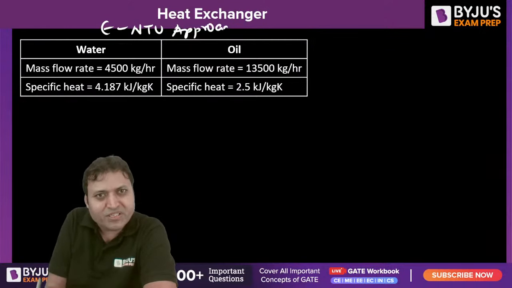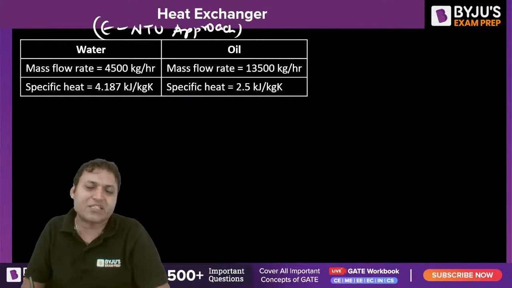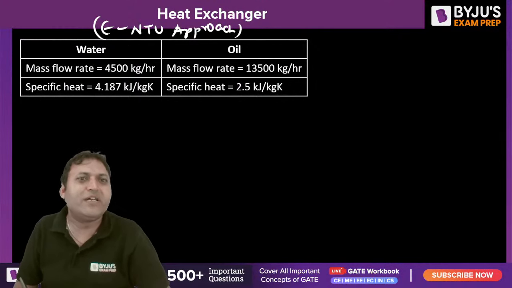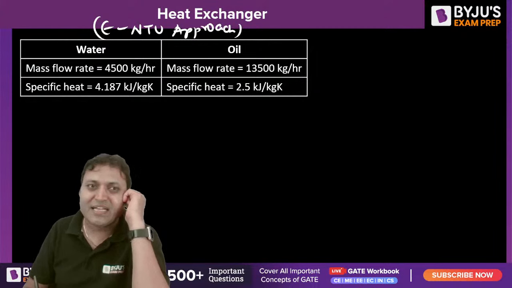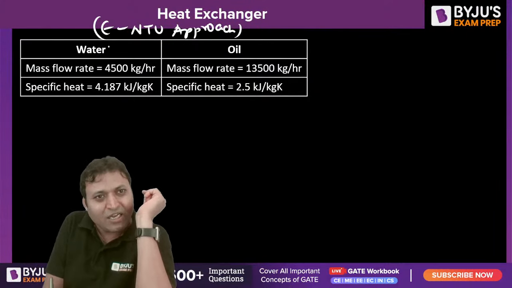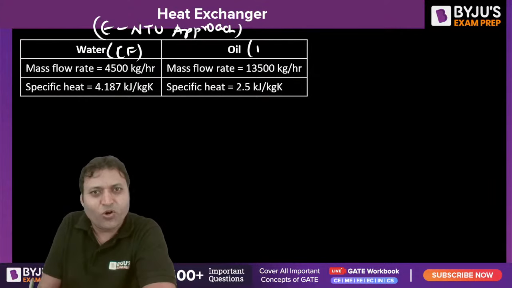There are three approaches in analysis of the heat exchanger. One is the basic energy conservation equation, first law: heat lost by the hot fluid is equal to heat gained by the cold fluid. The second one is the LMTD approach, and the third one is effectiveness NTU. So this is the cold fluid.